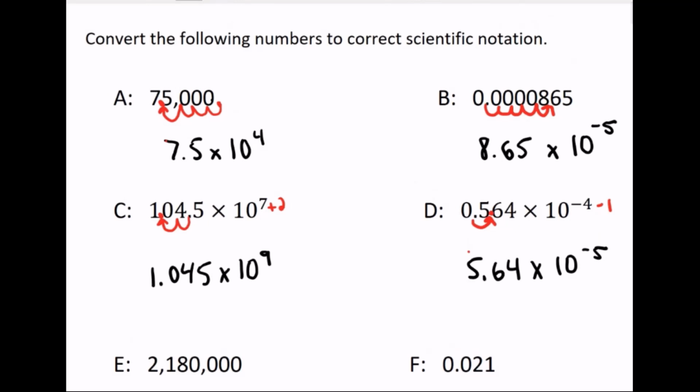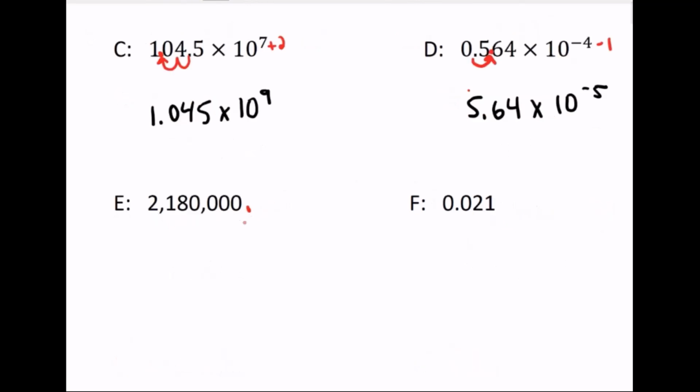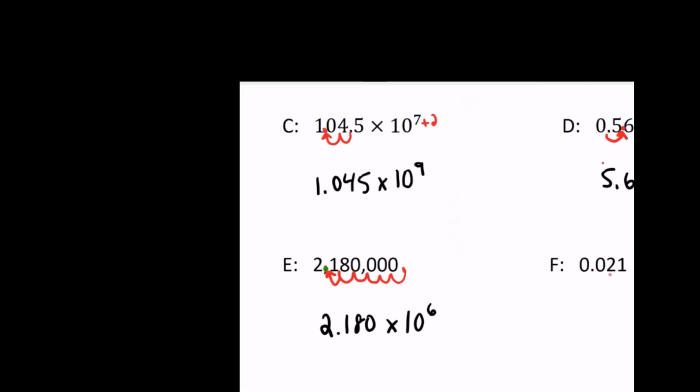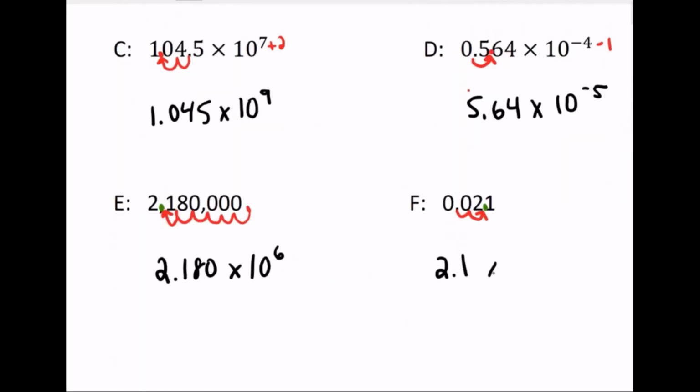E and F are just for extra practice. For E, we'll start by adding the decimal and moving it to the left 6 times so that there's only 1 number to the left of the decimal. We follow it by times 10 to the positive 6th power, since we moved to the left 6 times. For F, we are moving the decimal to the right 2 times. This means we are left with 2.1 times 10 to the negative 2, since the decimal moved to the right.